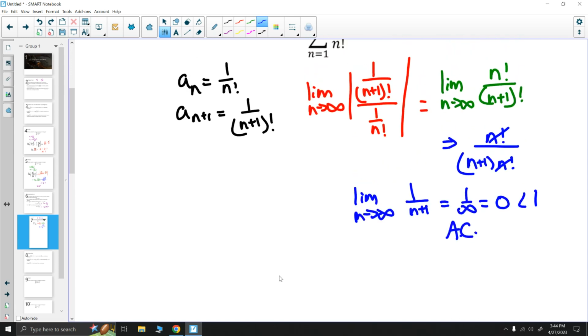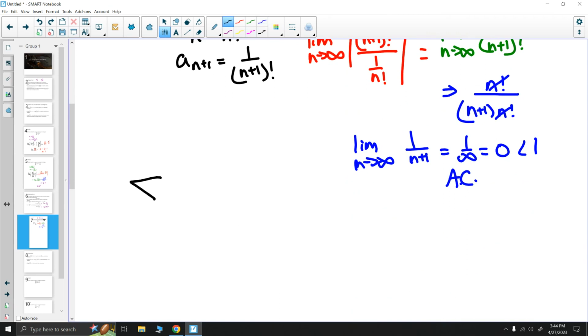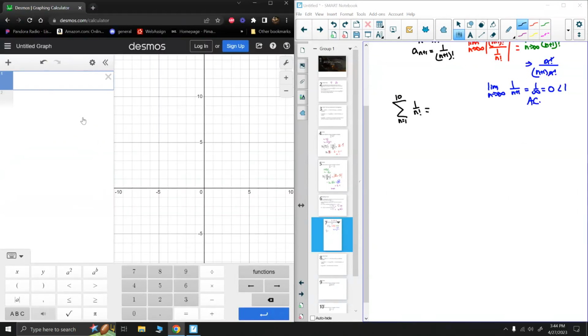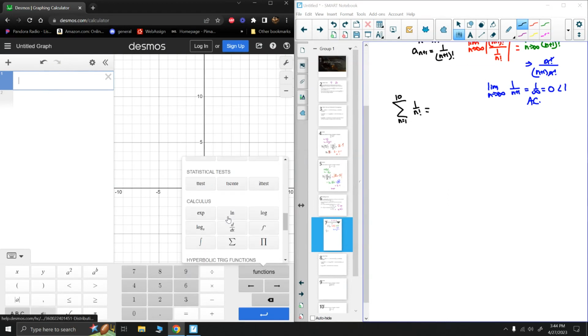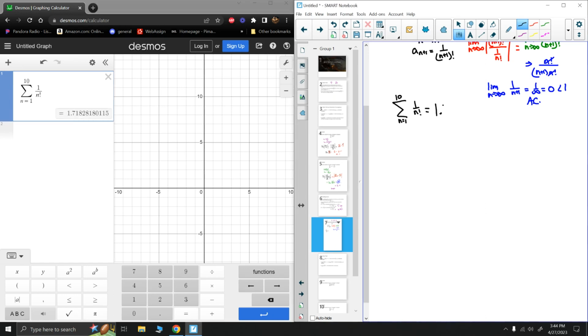Okay, so we know it converges. Now we can find the sum. So let's start with the 10th partial sum. The 10th partial sum would be from n equals 1 to 10 of 1 over n factorial. So we'll go over to Desmos for this. Sum, so we'll go to functions, 1 to 10 of 1 over n factorial, and we get 1 plus 1.71828180115. So that's our approximation.